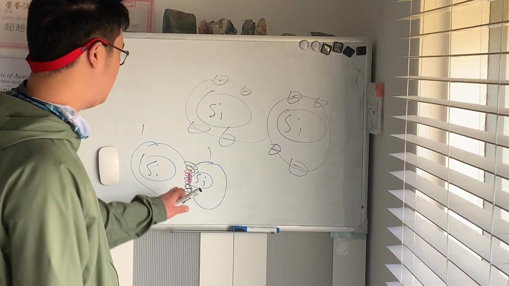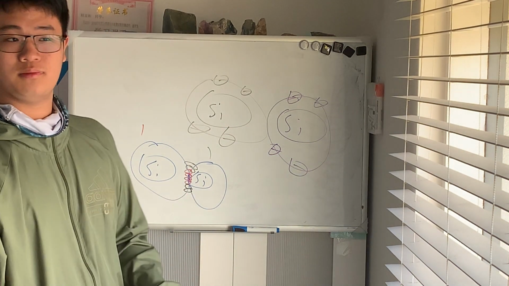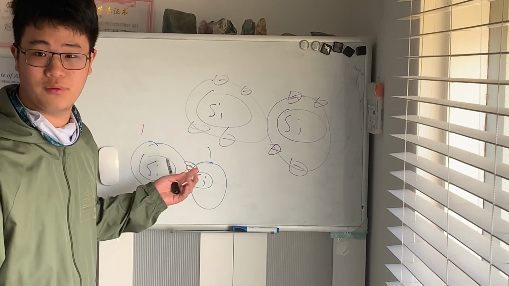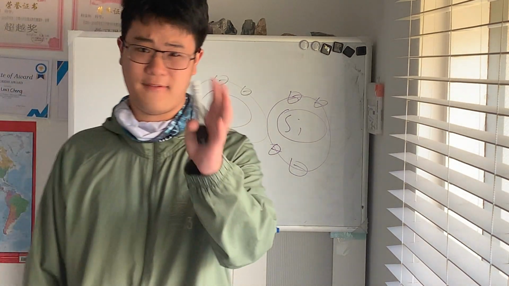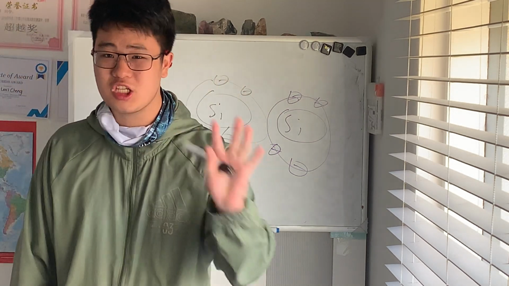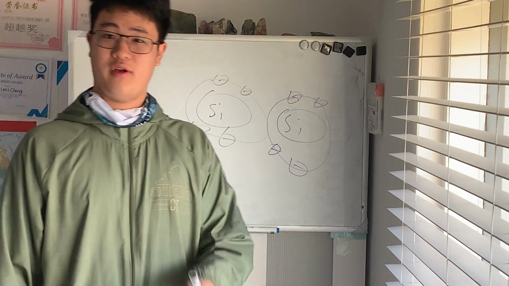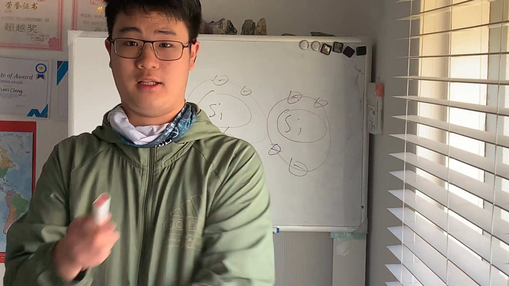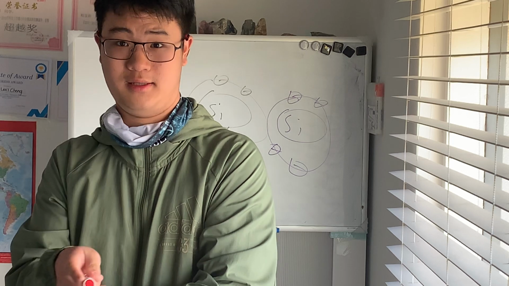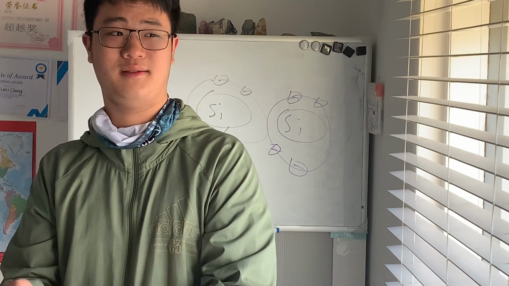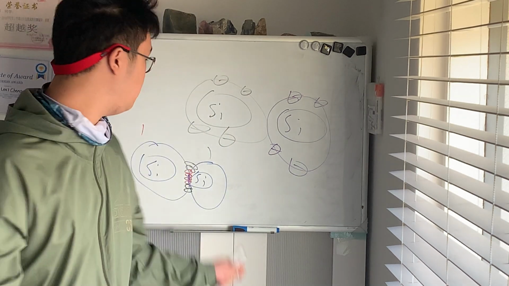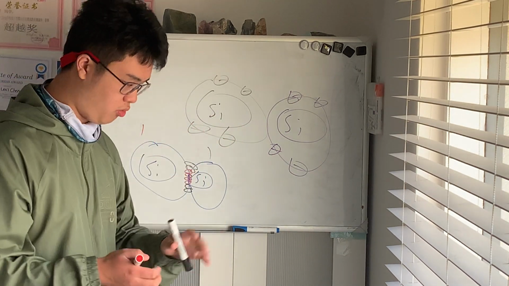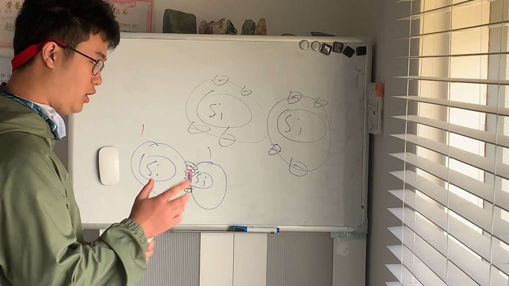Actually, these electrons in the valence band, the covalent bond, are not very stable. If there are some outer factors like light and heat to trigger it, they're just going to move around. This is a very important concept. You have to take note.